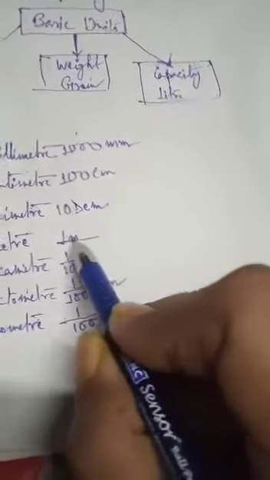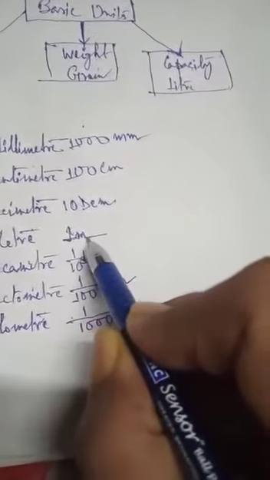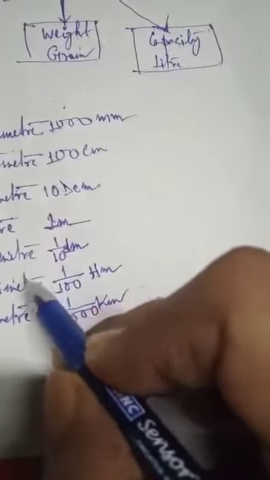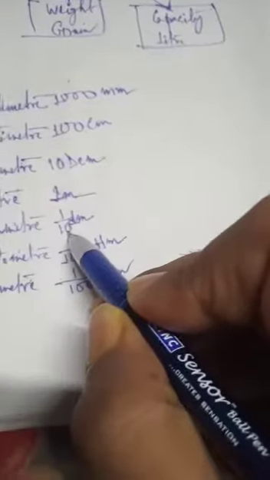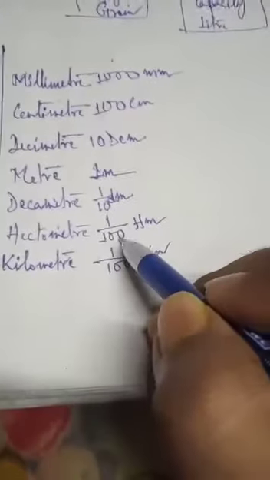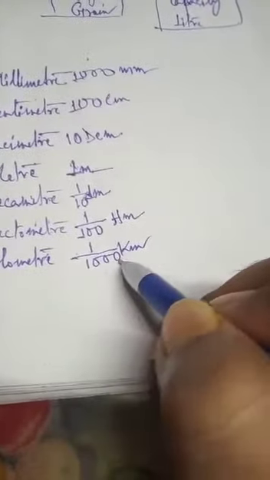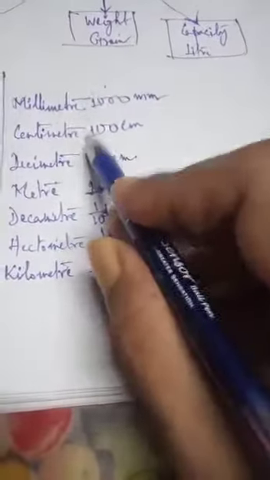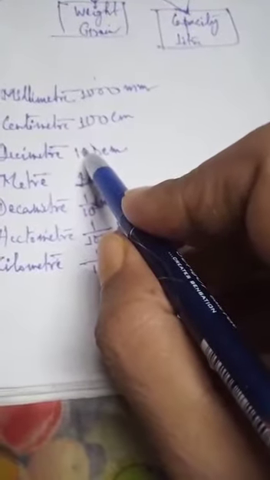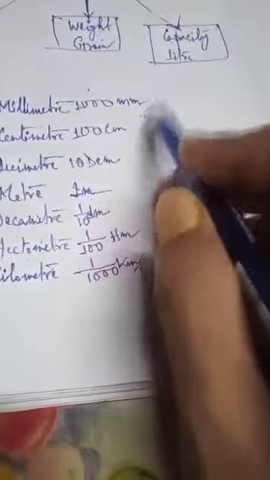So if the base length is 1 meter, then if we go downward, that means decameter, hectometer, kilometer, we divide: decameter divided by 10, hectometer divided by 100, kilometer divided by 1000. If we go upward, that means decimeter, centimeter, millimeter, we multiply: decimeter by 10, centimeter by 100, millimeter by 1000.